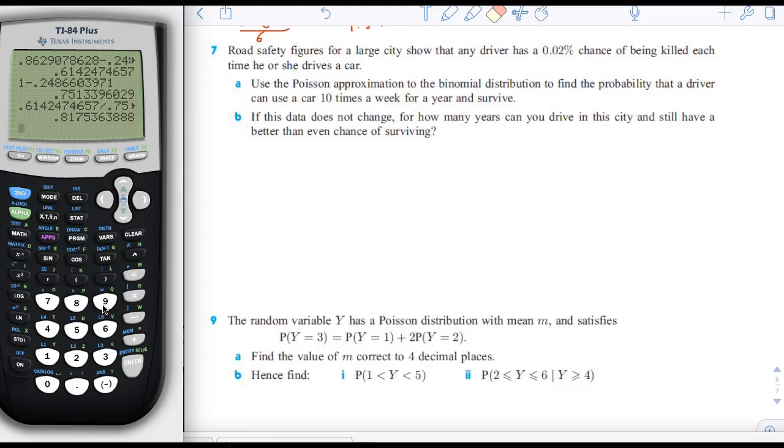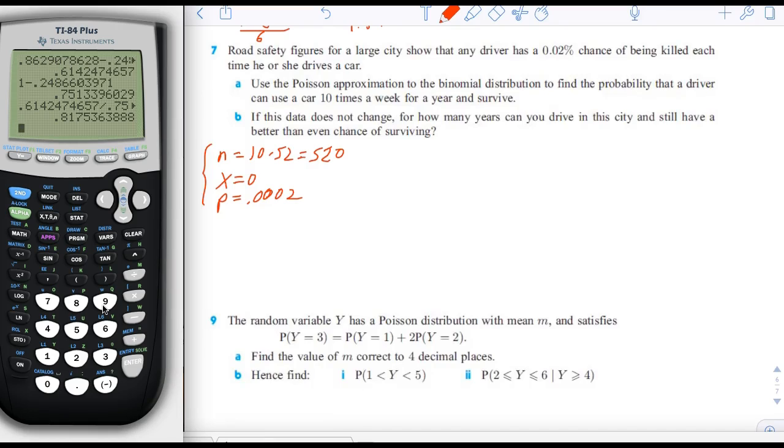If we were going to do this with binomial distribution, we would say that the number of trials is 10 times 52 weeks a year, 520, and the number of x's desired would be 0. We don't want the person to die. And the probability on any trial, any outing, that they would die is 0.0002. So if you put this into binomial PDF, you could find the probability using binomial distribution.